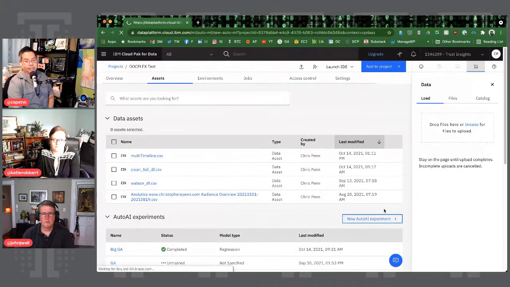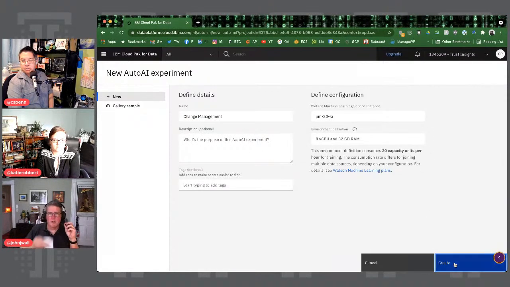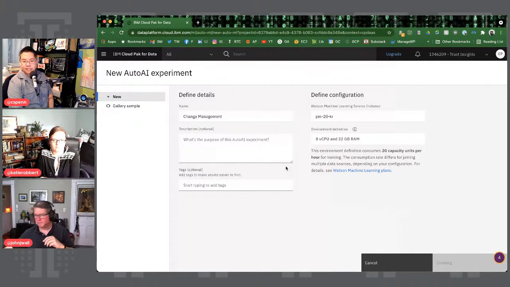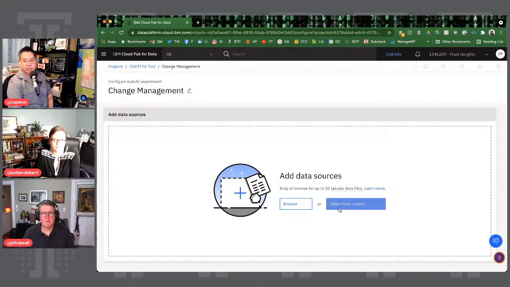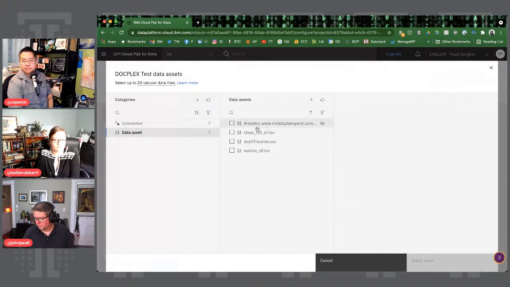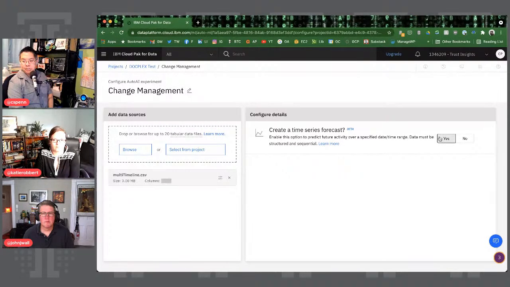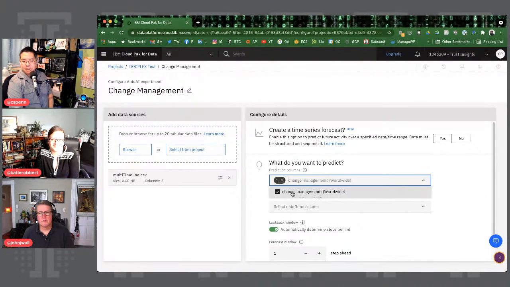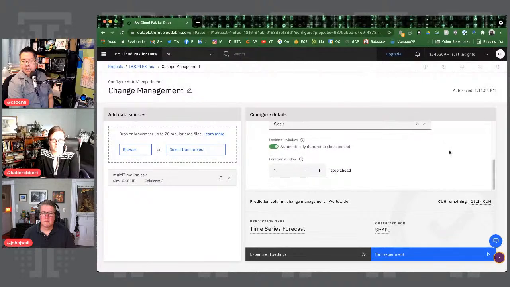I'm going to start a new AutoAI experiment. We'll call this change management. It consumes 20 capacity units per hour is the cost of it, and you get 50 units to play with, and that's per hour. So if you turn it off, then you're fine. I'm going to choose my multi-timeline like that. It says, do you want to create a time series forecast? Well, yes, I do. My column is change management. My date column is the week. And because this is weekly data, I'm going to crank this up to 26 weeks. So that's half a year ahead.